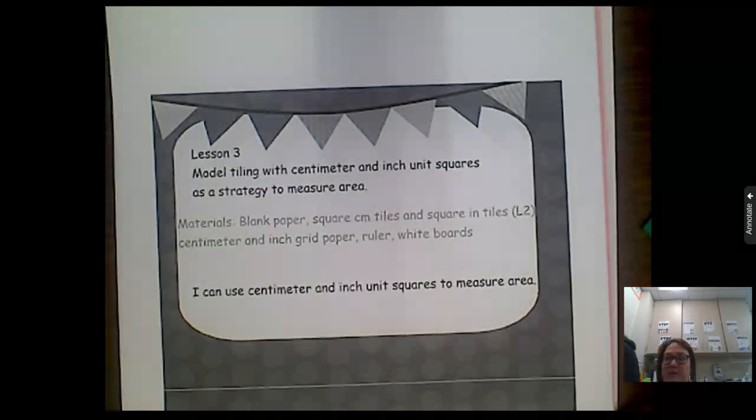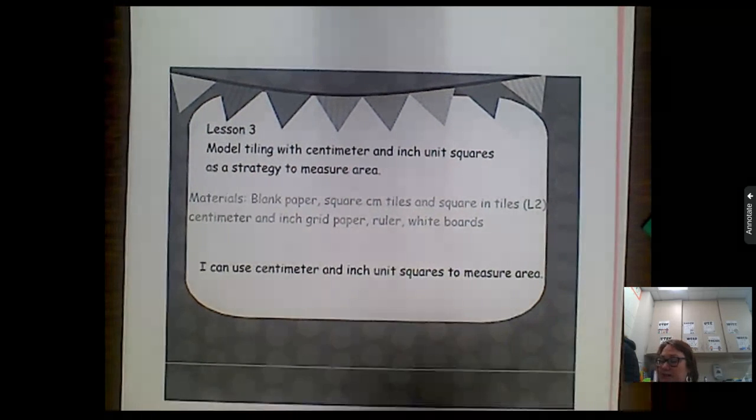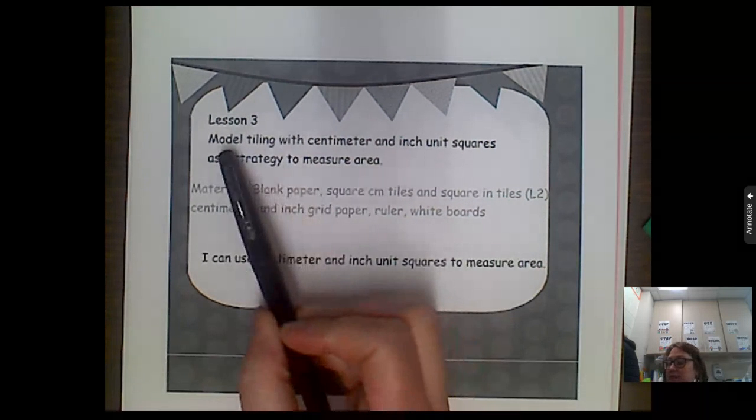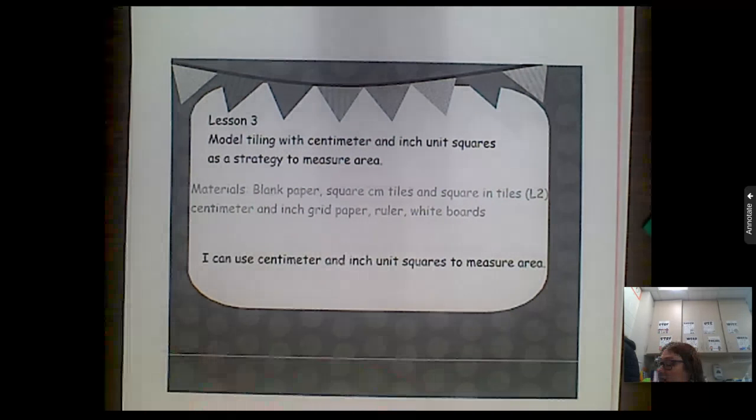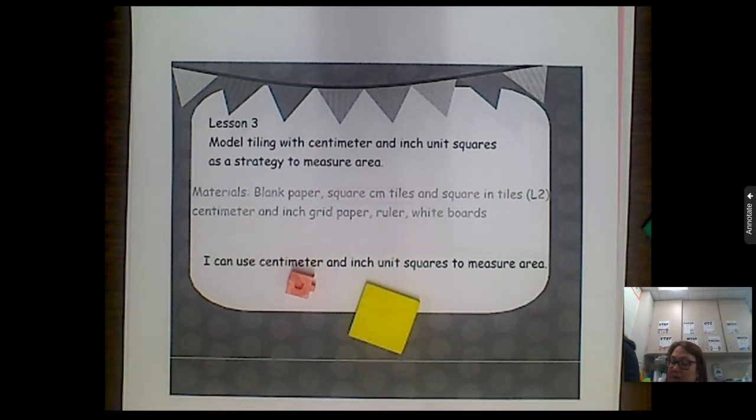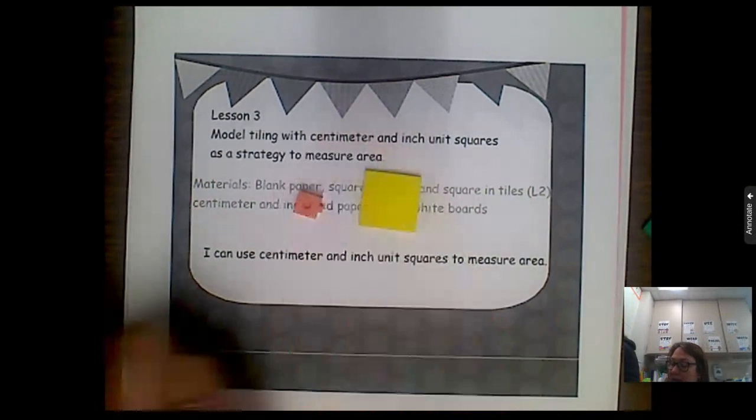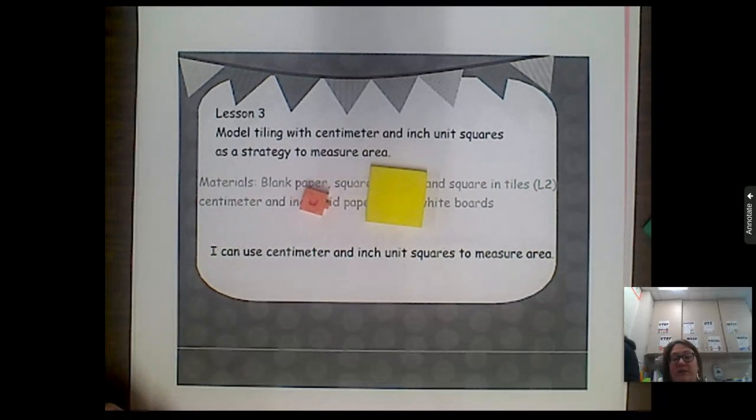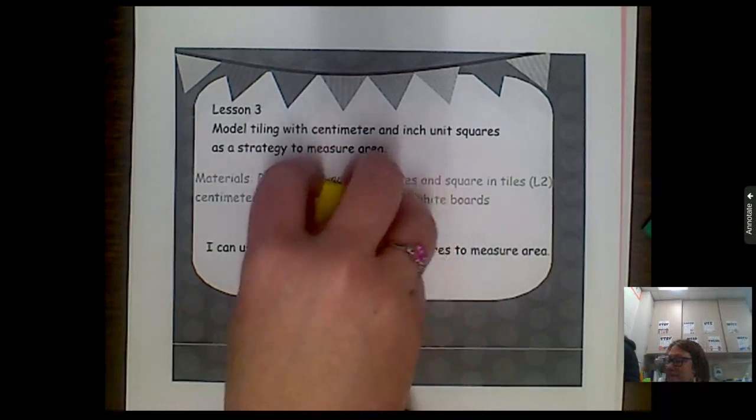Okay, friends, if we are ready to roll, like I said, today we are on lesson 3. Our objective today is that we are modeling with centimeter and inch unit squares as a strategy to measure area. And our I can statement: I can use centimeter and inch unit squares to measure area. This is building upon what we started working on yesterday in our new unit.